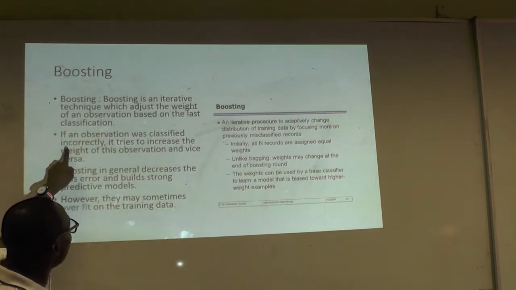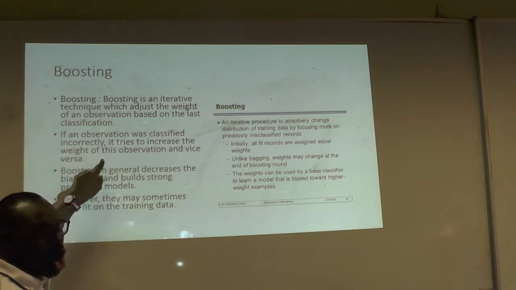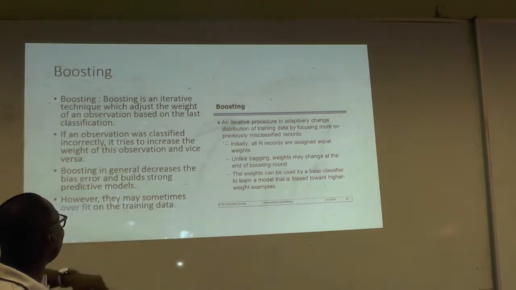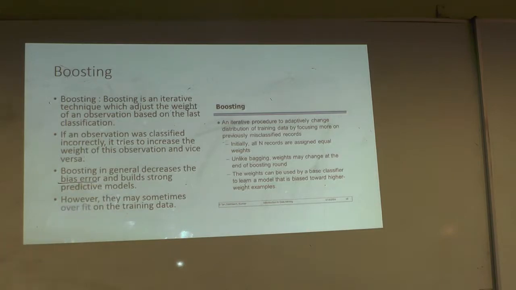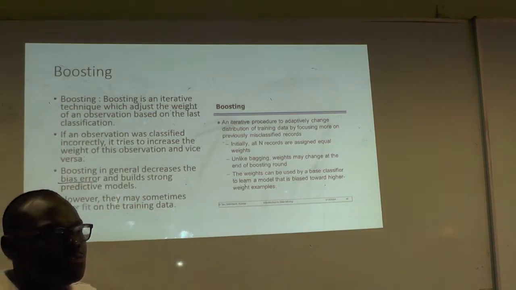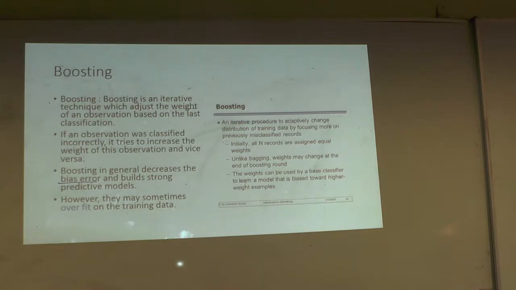If an observation was classified incorrectly, it tries to increase the weight of this observation, and vice versa. That's what it does. Boosting in general decreases the bias error, not the variance error, because it's using the weight. Do you get it? It's no longer using the data as in the case of boosting; it's using the weight to do that. That is why we talk about the bias, not the variance. Variance you use to deal with your data spread. You use bias error to deal with what? The weight of your data.